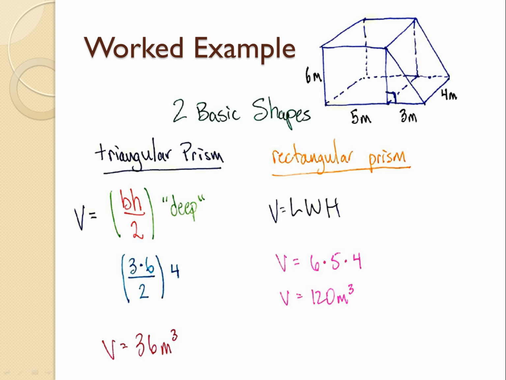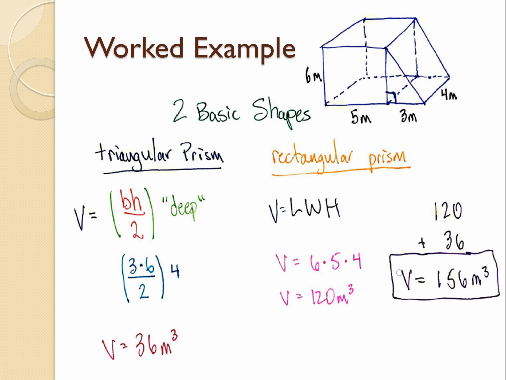And of course, we have these two shapes. They are put together, so I just put them together using the mathematical operation of, if you said addition, then you're right. So I'm just going to add them together: 156 cubic meters. Now I'm going to let the beauty of the math just wash over you.